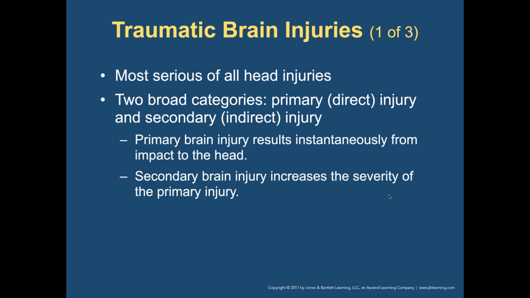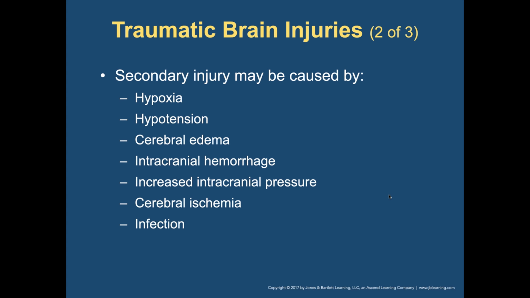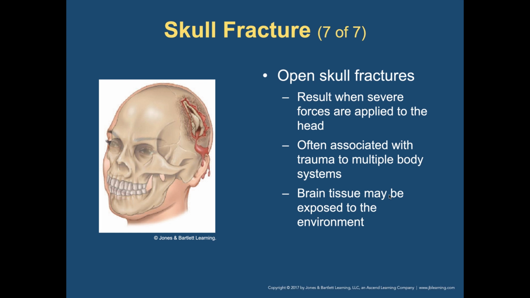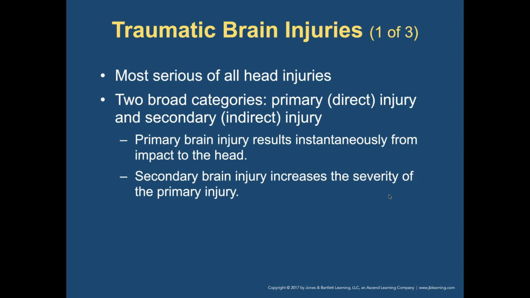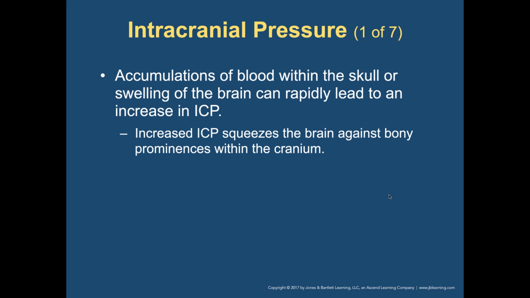So you have your two broad categories. You have your primary, which is the impact itself, and then you have the secondary, which is your other things that can make that bad situation even worse. So again, you have your cerebral edema, which is bleeding in the brain, intracranial hemorrhage, increased intracranial pressure, cerebral ischemia, which is caused by bleeding, but it's the opposite of it. It means that there's no blood, the blood's not getting where it needs to go. And then infection. Especially with open skull fractures, you really have a high risk of infection. That's supposed to be a closed up system. You really shouldn't have any outside air or things getting in there.